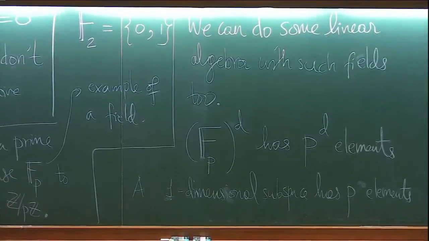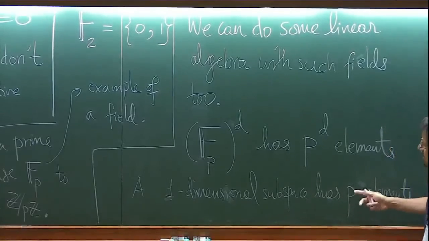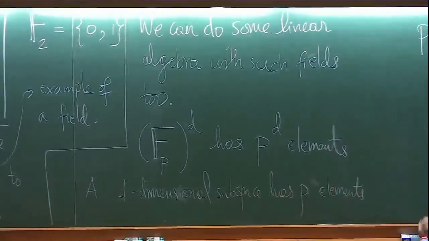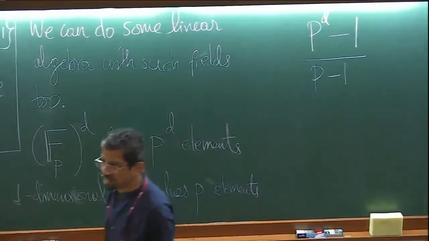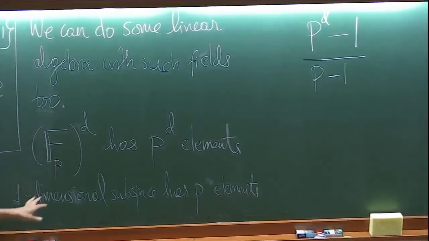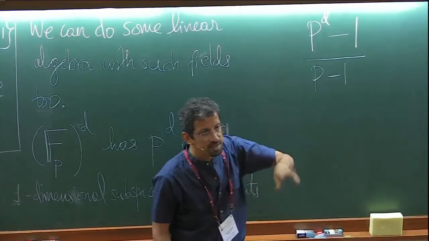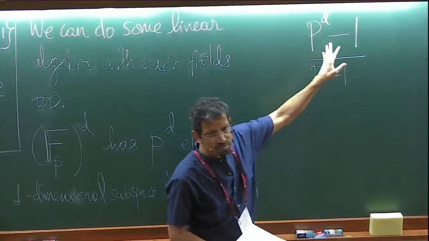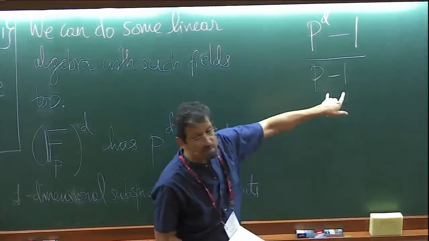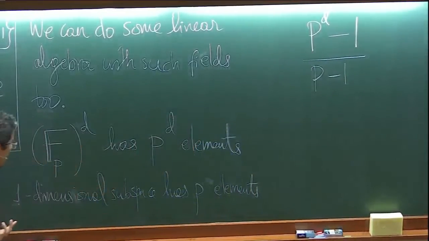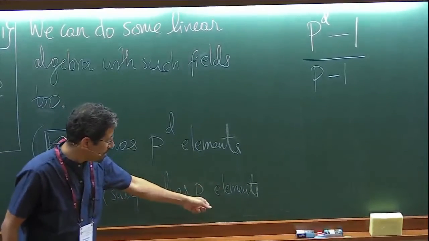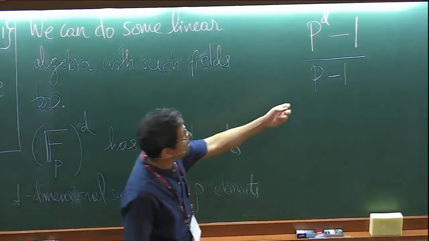Each one of them will give you a subspace having p elements. So I looked at how many non-zero elements there are. This is p to the power d minus 1. Each one of them is giving me a subspace. But there is an overlap, because its non-zero multiple will also give you the same subspace. So that overlap is being counted p minus 1 times, because each one-dimensional subspace has p elements, and one of those elements is 0, but all the other elements are non-zero, and they are all getting counted extra number of times. And so the number of one-dimensional subspaces is this much. Does that make sense?